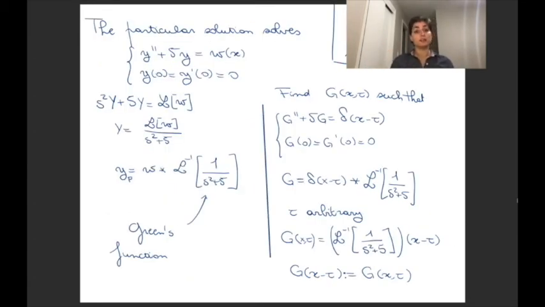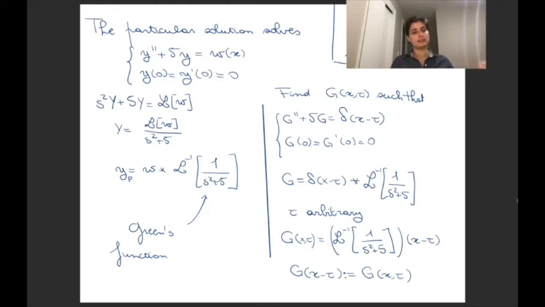Then the particular solution solves y'' + 5y, so our linear differential operator, equals w(x) with trivial boundary conditions. So y(0) equals 0 and y'(0) equals 0. And we can approach it in two ways. We can either straightforwardly go for fixing y.